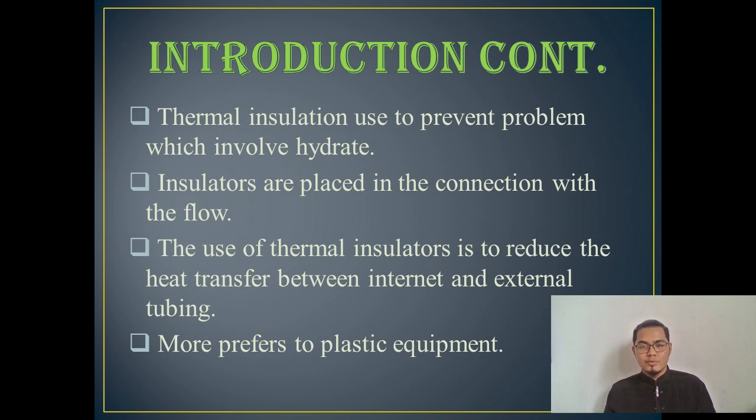So we use thermal insulation to prevent these problems, the hydrate and the wax depositions. Thermal insulation is one of the methods in the thermal method. There are several methods for preventing this problem. The insulators are placed in connection with the flow, which is the pipelines themselves. There are several parameters we need to be concerned with to choose the right and suitable insulators. The use of these insulators is to reduce the heat transfer between the internal and external of the tubing.